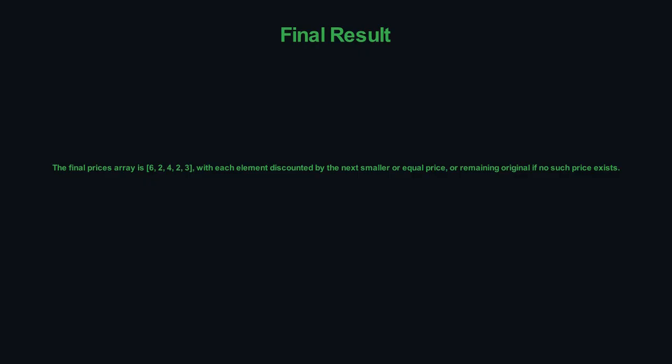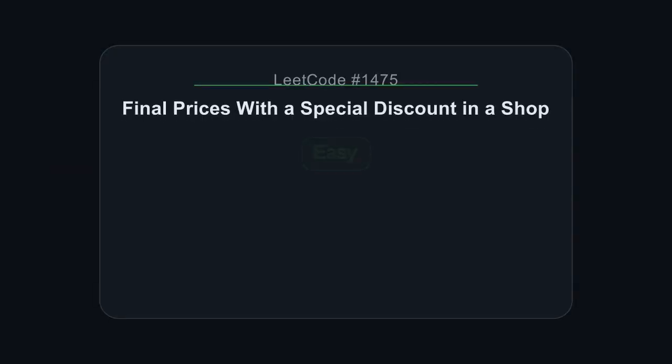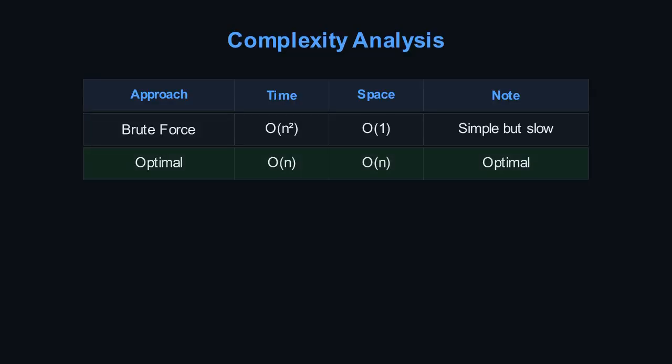to it. You'll spot this next smaller element pattern whenever a problem asks you to find the first element to the left or right that satisfies a certain comparison, like being greater or smaller. This often signals a monotonic stack solution. The time complexity is O(n) because each element is pushed and popped from the stack at most once. The space complexity is also O(n) in the worst case for the stack.